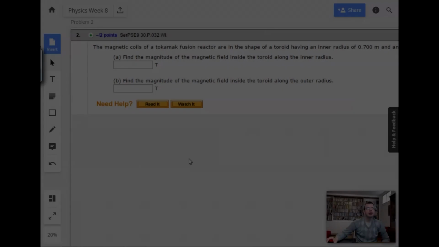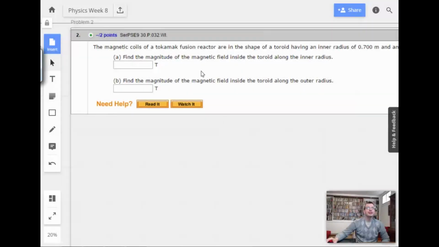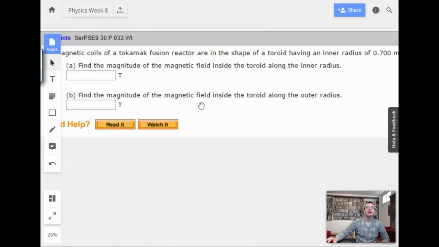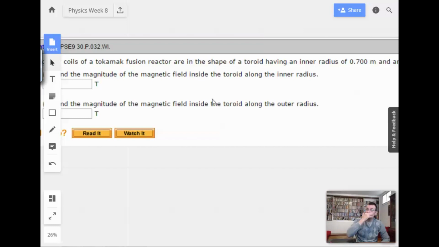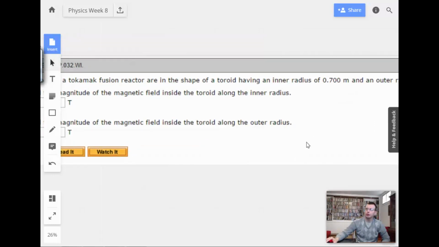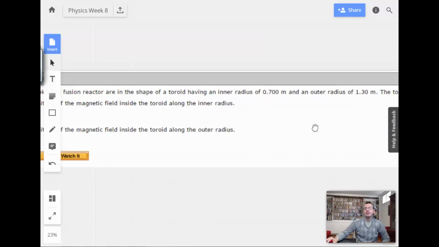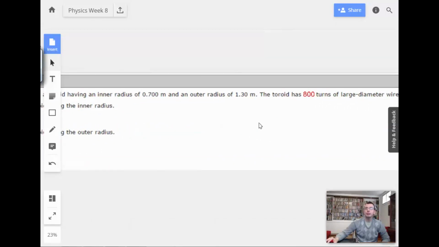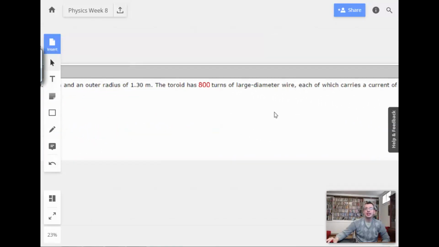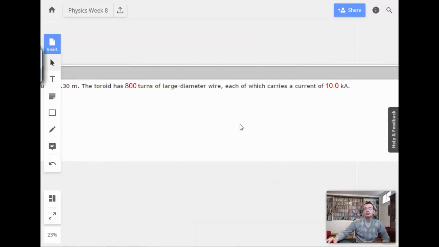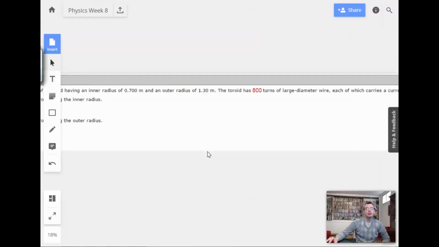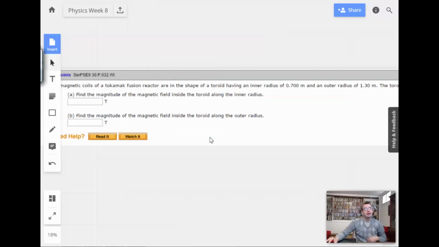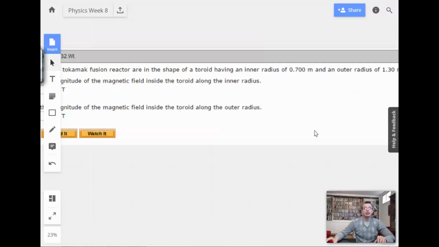Weak gate, problem two. Magnetic coils of a tokamak fusion reactor are in the shape of a toroid, having an inner radius of 0.7 meters and outer radius of 1.3 meters. The toroid has 800 turns of large diameter wire, each of which carries 10,000 amps. Find the magnitude of the magnetic field inside the toroid.